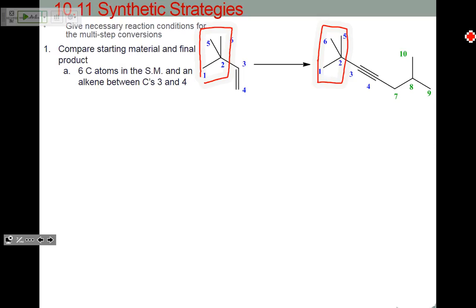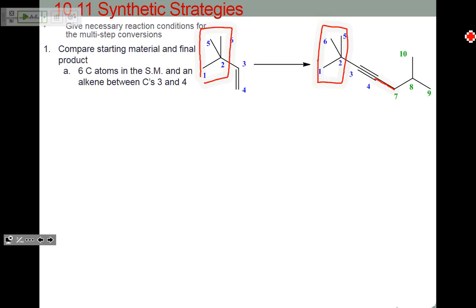So that means somewhere in our synthesis we must be adding 4 more carbons. And they must have this connectivity. And our new bond is between carbon 4 and carbon 7. That carbon-carbon bond was not present in our starting material. Now, at this point, we've only learned one way to form a new carbon-carbon bond.